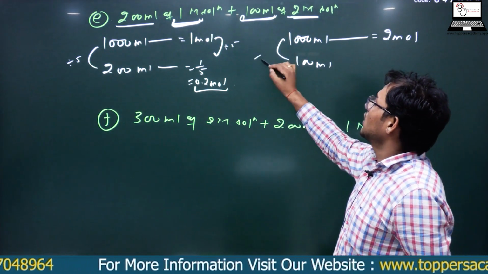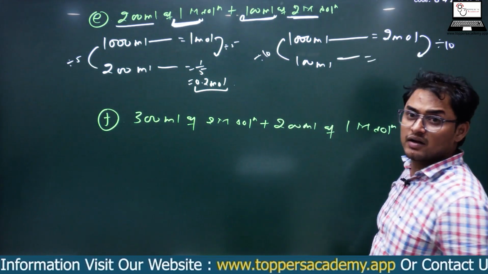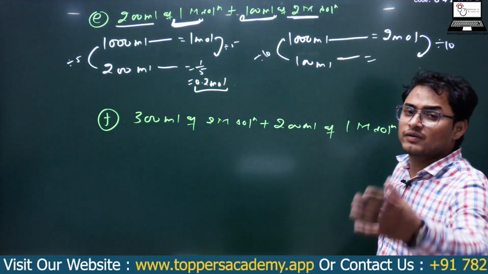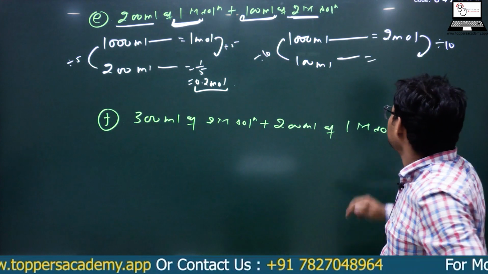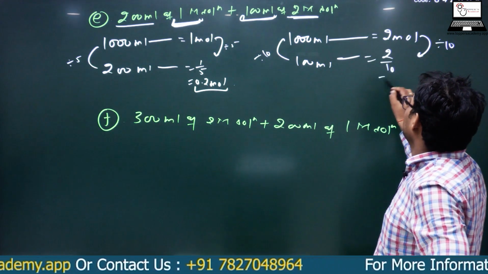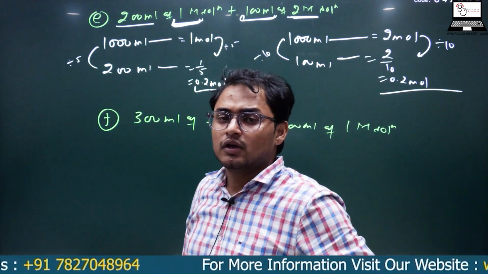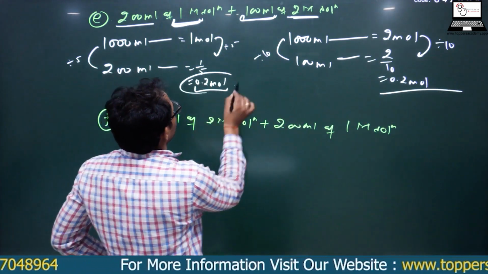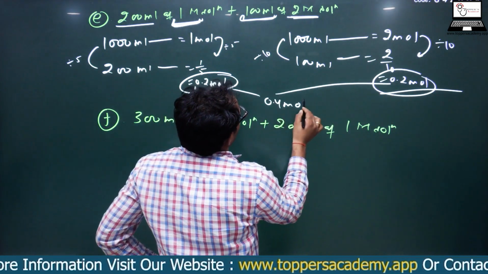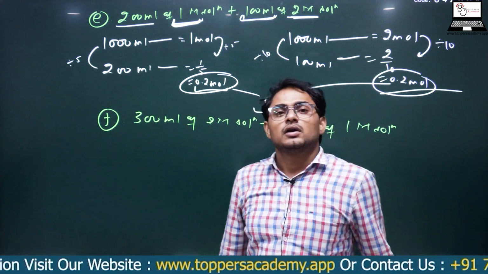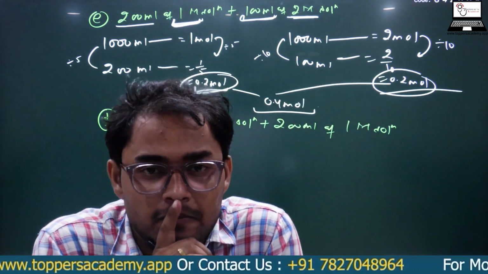And I want to calculate for 100 ml. So obviously you are going to divide by 10 here. If on the left side you have divided by 10, then obviously on the right side you are also going to divide by 10. So 2 by 10, 0.2 mole of solute will be present here, right? So my dear friends, 0.2 mole from this side, 0.2 mole from this side, so 0.2 plus 0.2, that means 0.4 mole will be the total amount of solute present here, right?